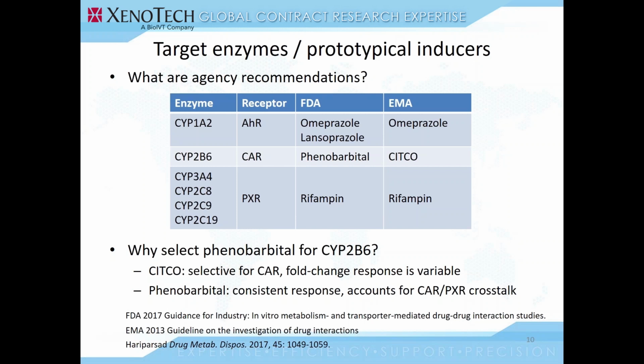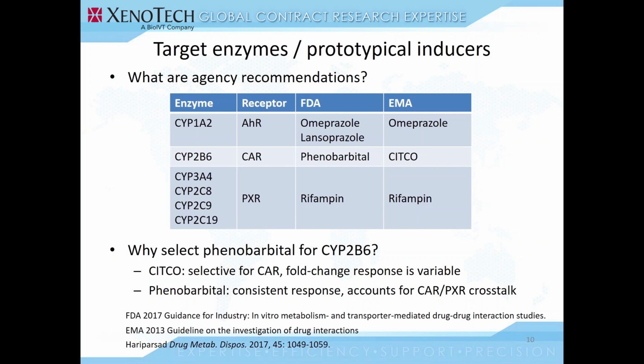So why did we go ahead with phenobarbital? The cynical people in the audience would say because most of your clients are going to be US based because you're in the US. And that's a fair argument, but it's not the reason. We selected phenobarbital because it is more predictable and useful. We can do CITCO, we could if we wanted, but we stick with phenobarb most of the time. It is true that CITCO is selective for the CAR pathway, which is why it's recommended by the EMA.